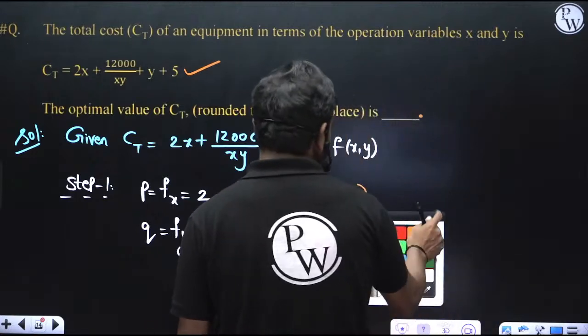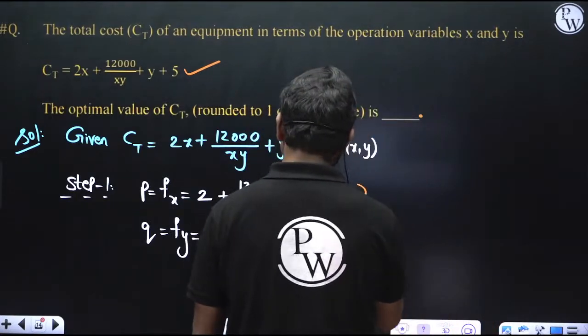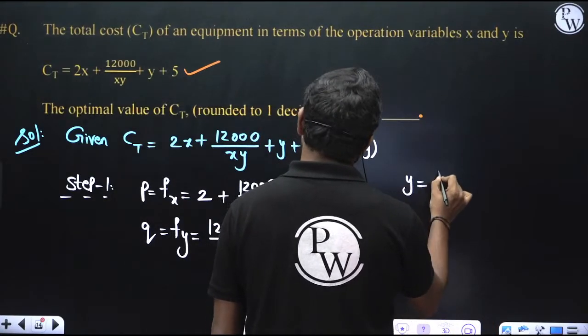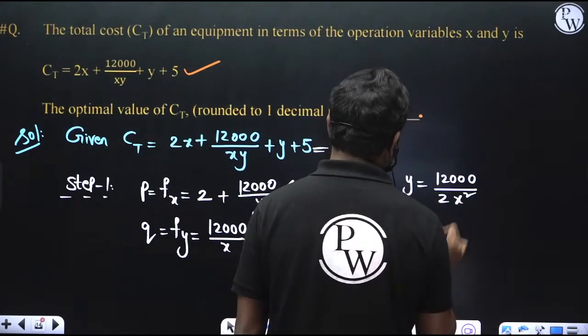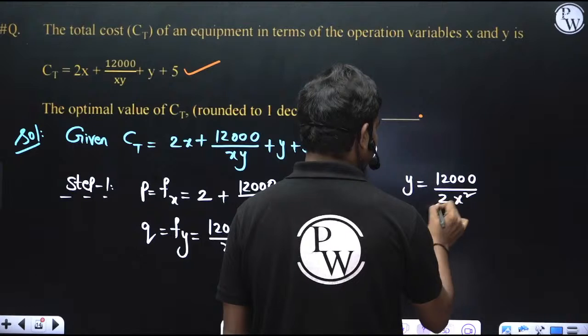Again, the same technique. What is y from this equation? You know, y is equal to 12,000 by 2x square. So this is the equation. So this is 6,000.